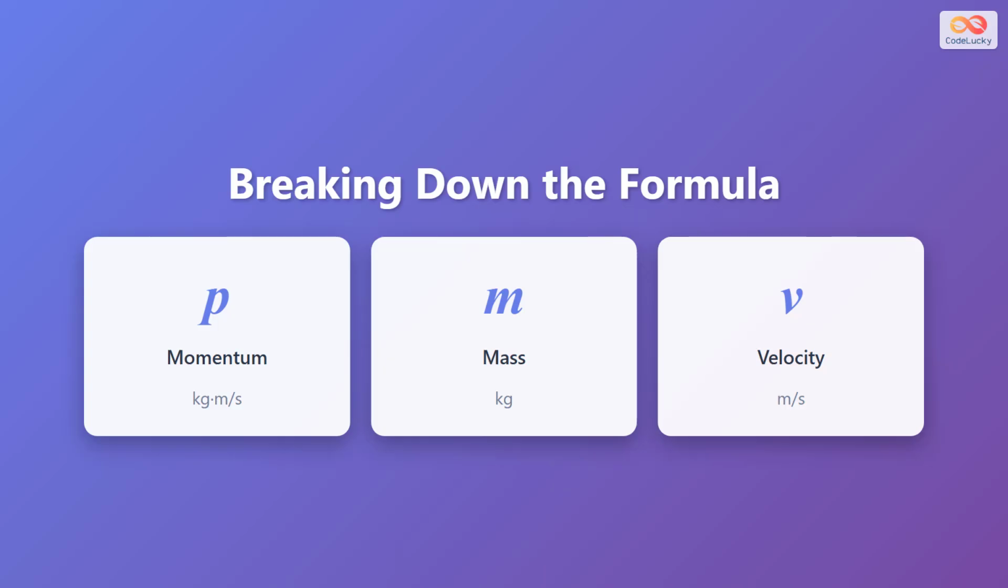Let's break down each part of the formula. P stands for momentum, which is measured in kilogram meters per second. m represents mass, measured in kilograms. And v represents velocity, measured in meters per second. Understanding these units is important because they help us calculate and compare momentum values correctly.